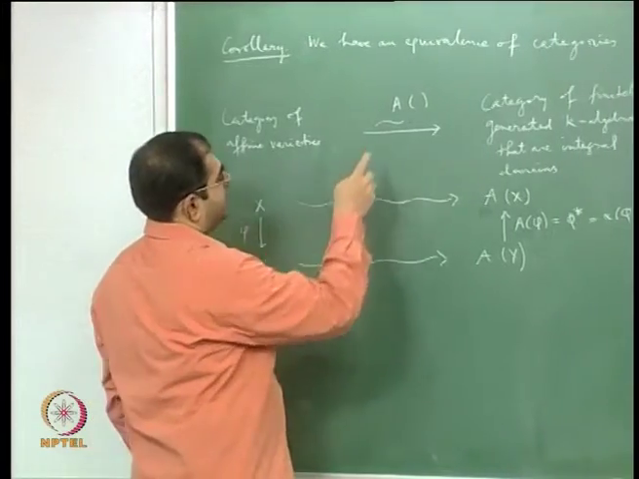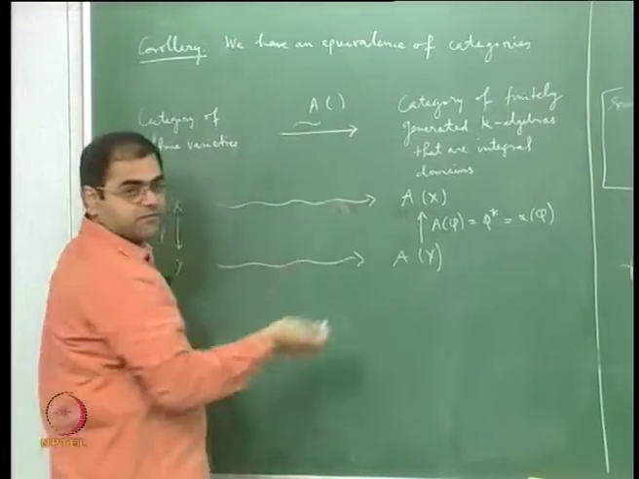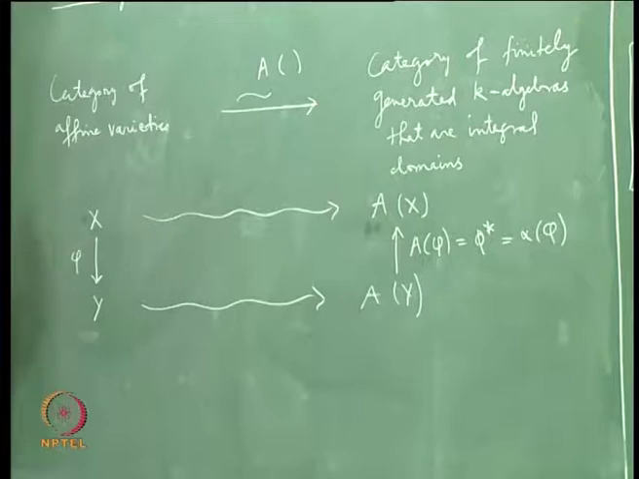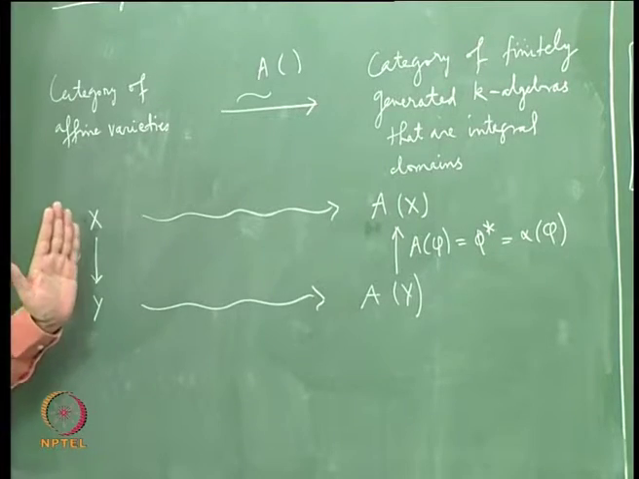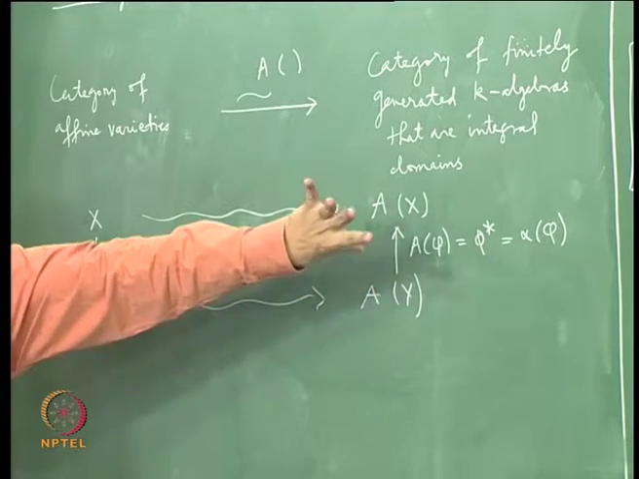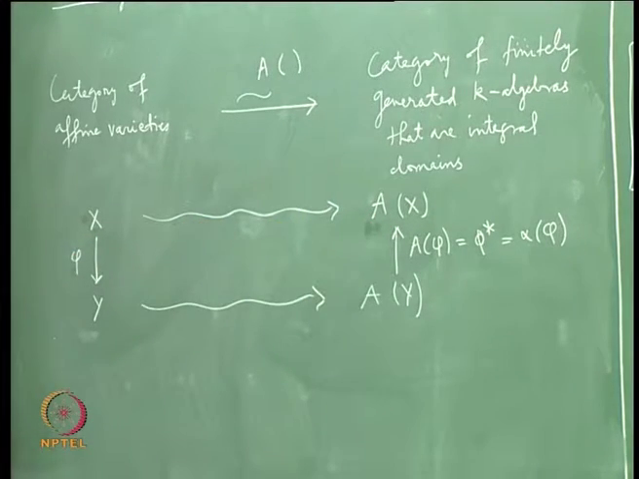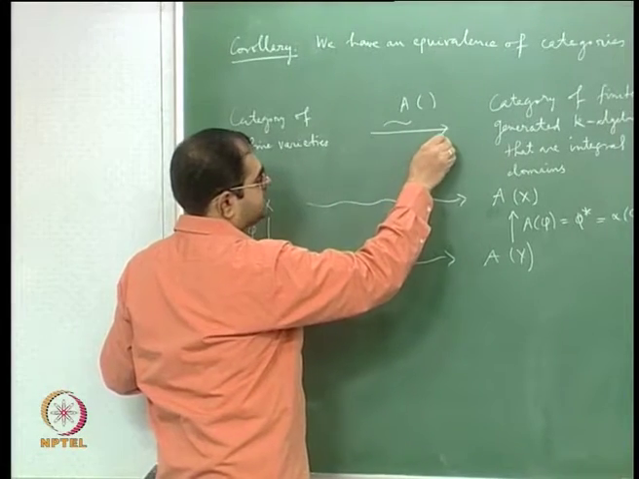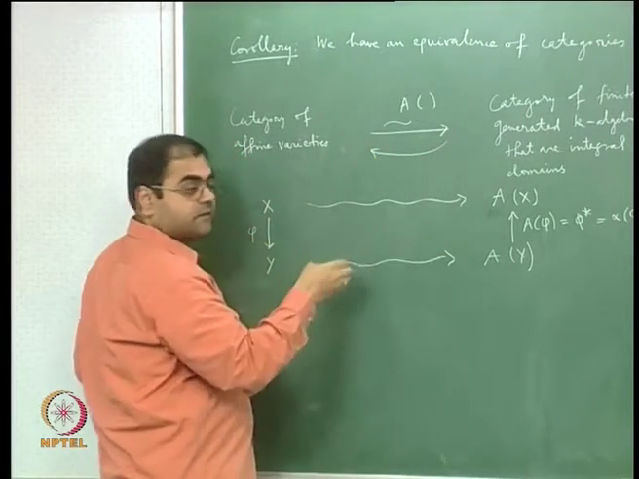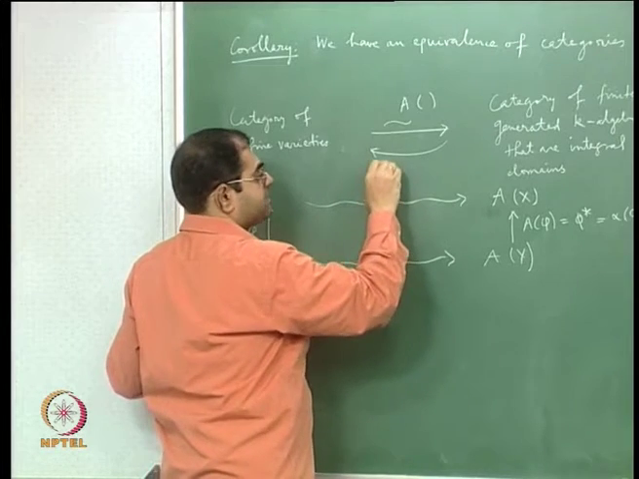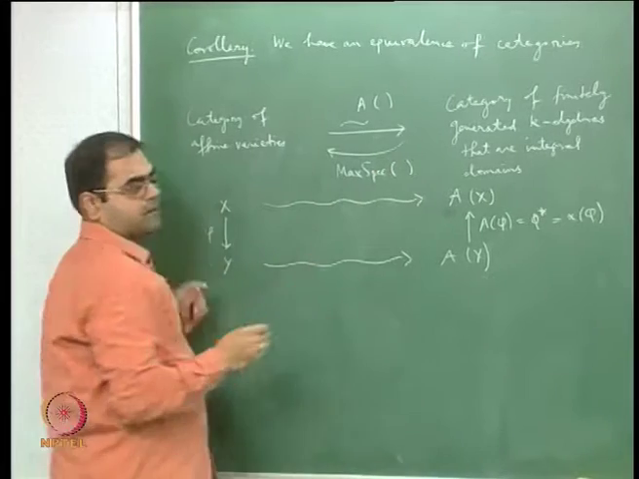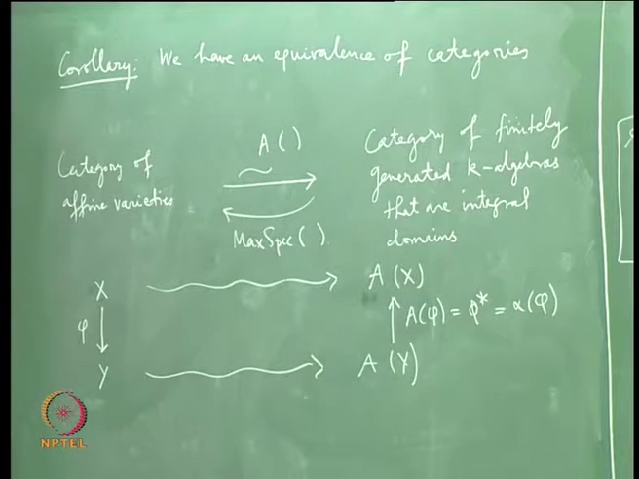So we say that A is a contravariant functor because it changes the direction of the arrows as it goes. An arrow in this category is converted into an arrow in the reverse direction in the target category, so it is called a contravariant functor. And what is the inverse functor in this direction? The inverse functor in this direction is given by max spec.